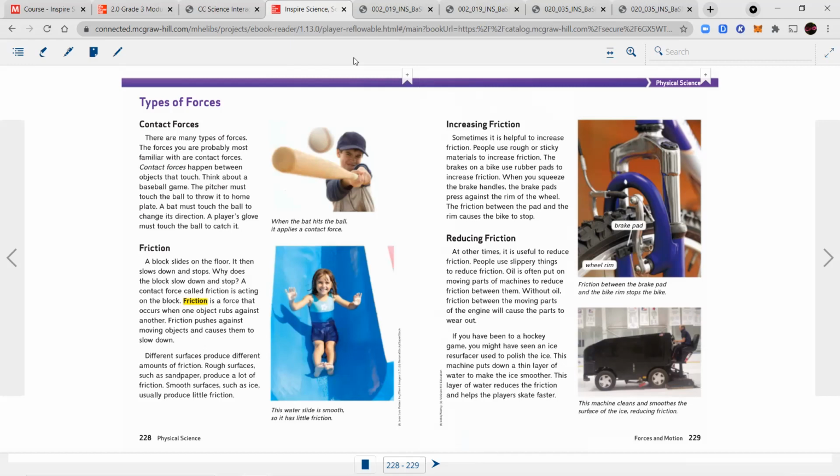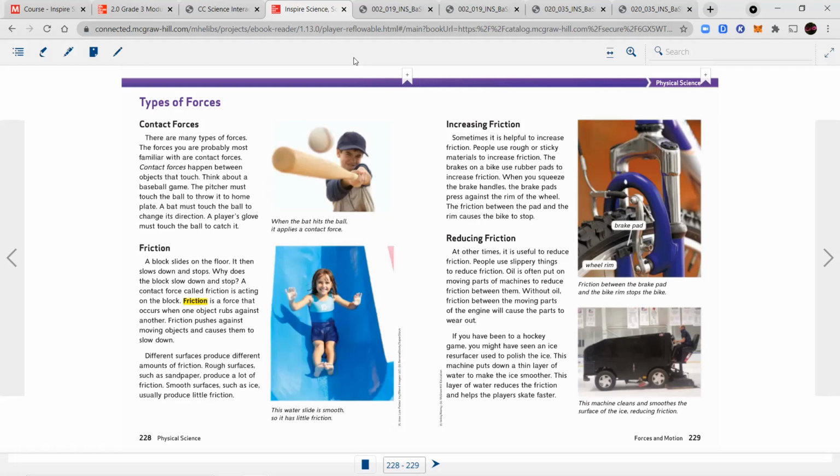So contact forces. There are many types of forces. The forces you are probably most familiar with are contact forces. Contact forces happen between objects that touch. Think about a baseball game. The pitcher must touch the ball to throw it to the home plate. A bat must touch the ball to change its direction. A player's glove must touch the ball to catch it. When the bat hits the ball, it applies a contact force. So contact forces means something touch, they come in contact with each other.